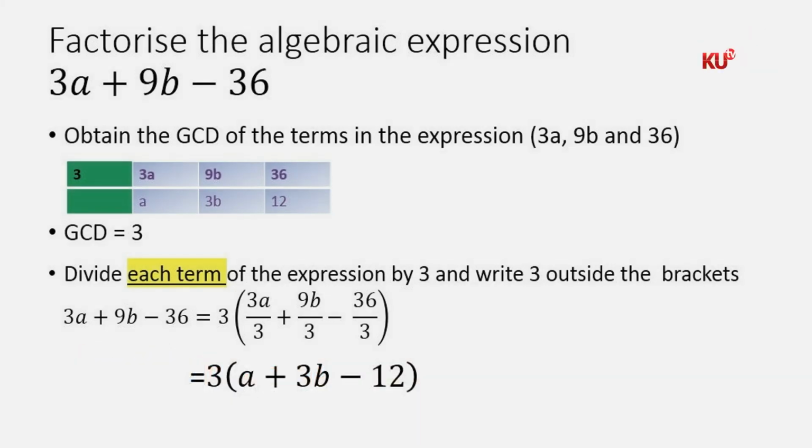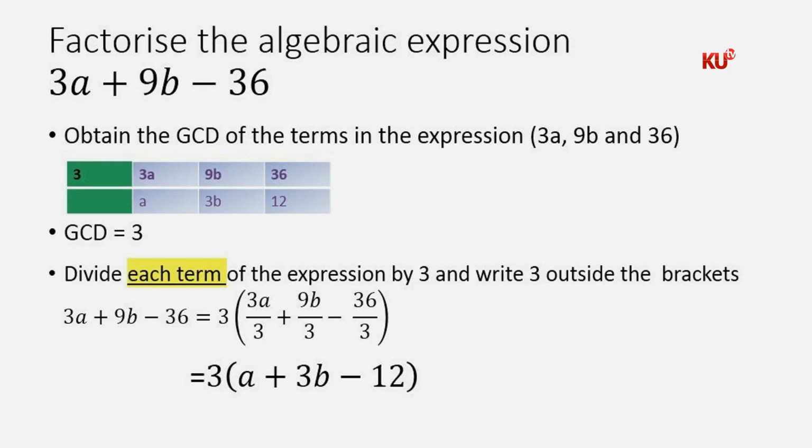So again, factorization of an algebraic expression with two terms and with three terms are basically the same thing. There's not much difference. So basically we are going to repeat ourselves. We have identified that in this case we don't have two terms, rather we have three different terms. So our first step will be to get the GCD of all the three terms in this case: 3a, 9b, and 36.